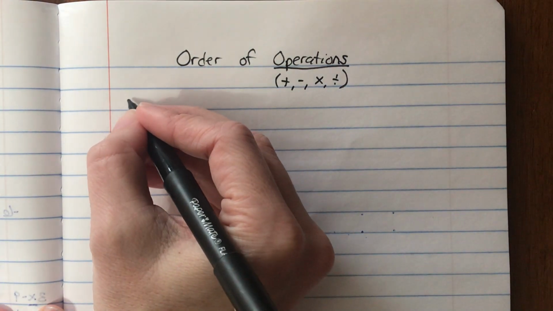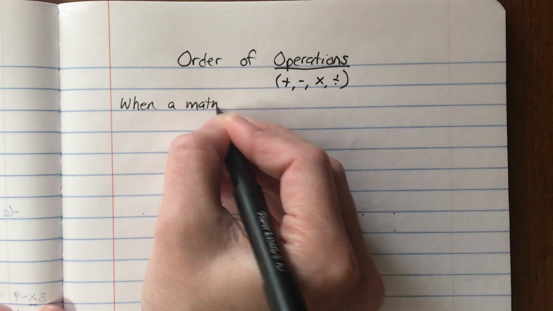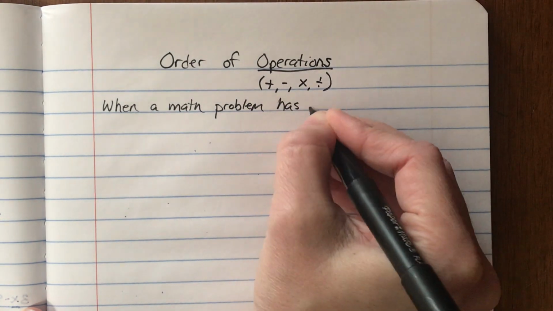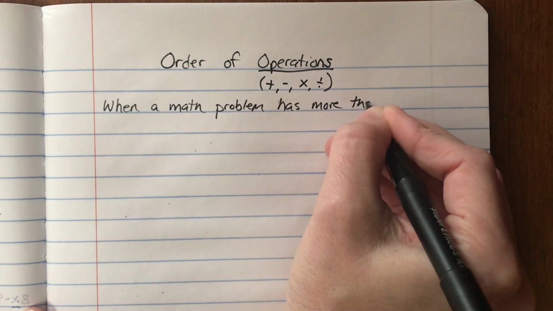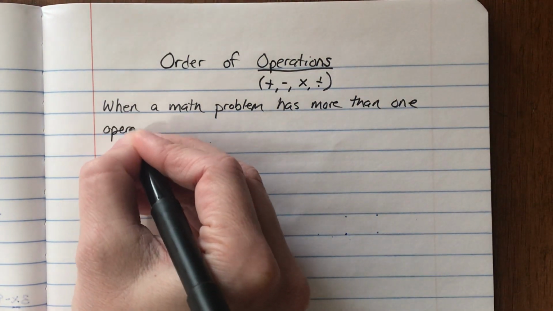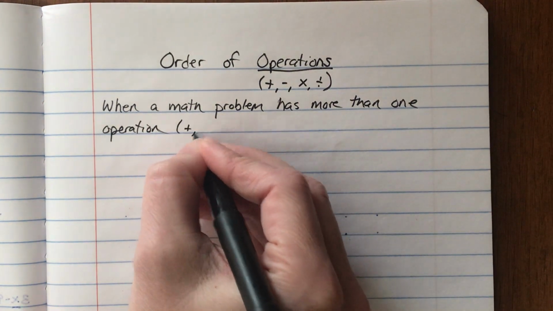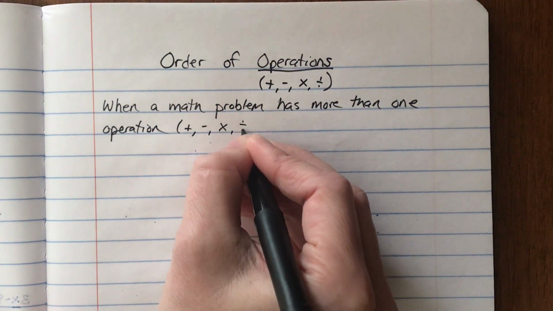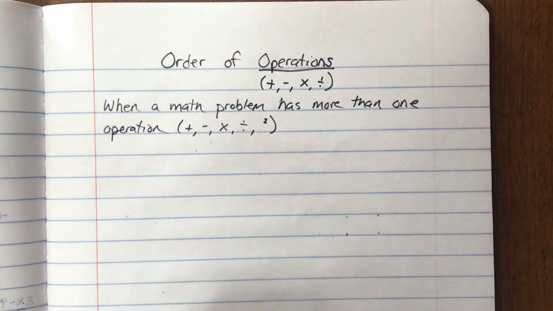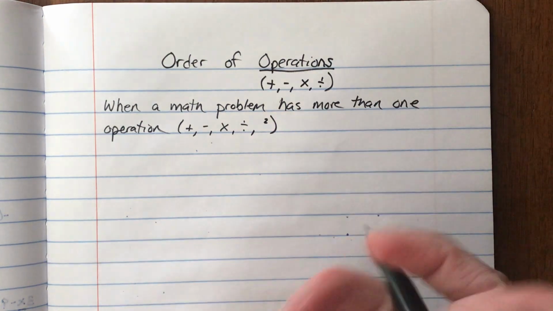So the definition is when a math problem has more than one operation. And again, when we're talking about more than one operation, we're talking about adding, subtracting, multiplying, dividing. We're actually also talking about exponents, which we've already done. Remember those little numbers that fly up in the air? We're going to involve exponents in this as well. So I guess we should have added that up here.